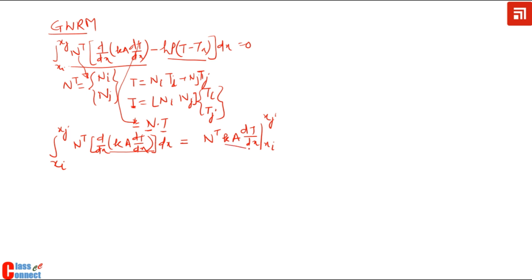So this is what we basically get: the limits xi to xj, minus the integration from xi to xj of the differentiation of the first, that is dN transpose by dx, and then the integration of the second, that is k A dT/dx into dx. So this is how we can get this.